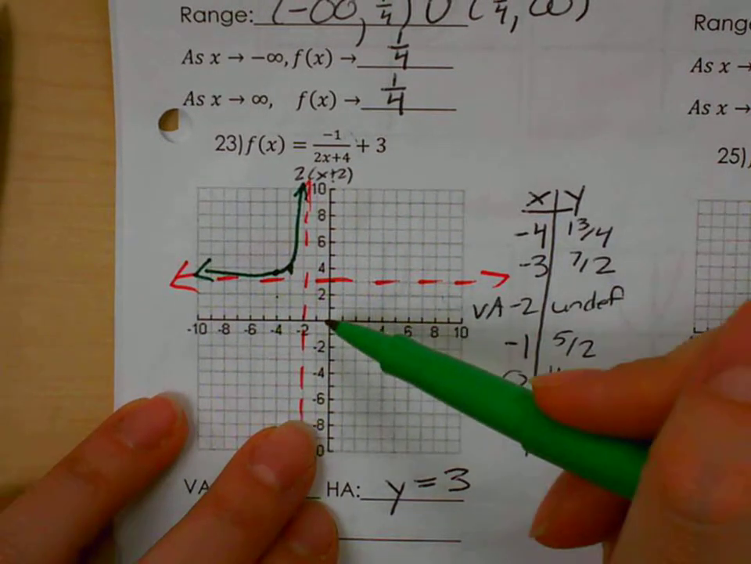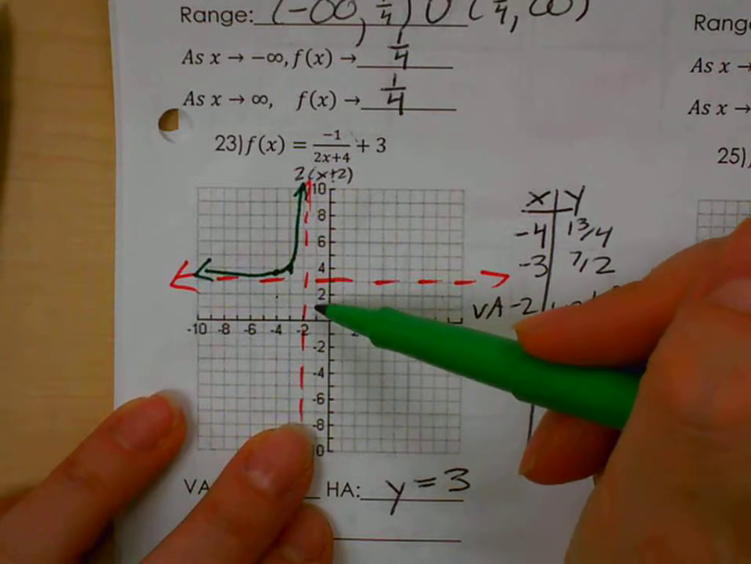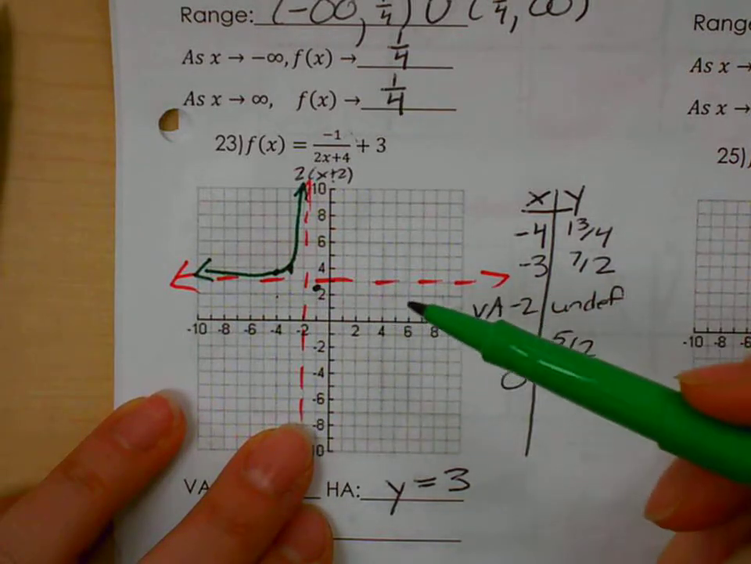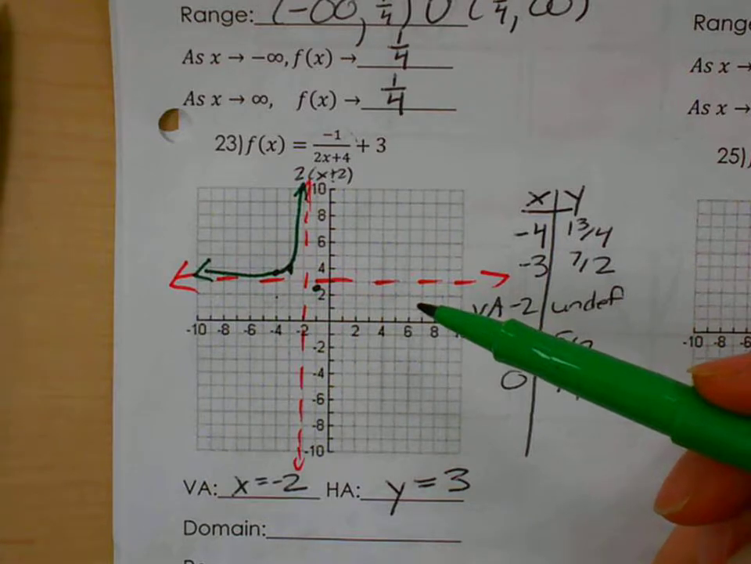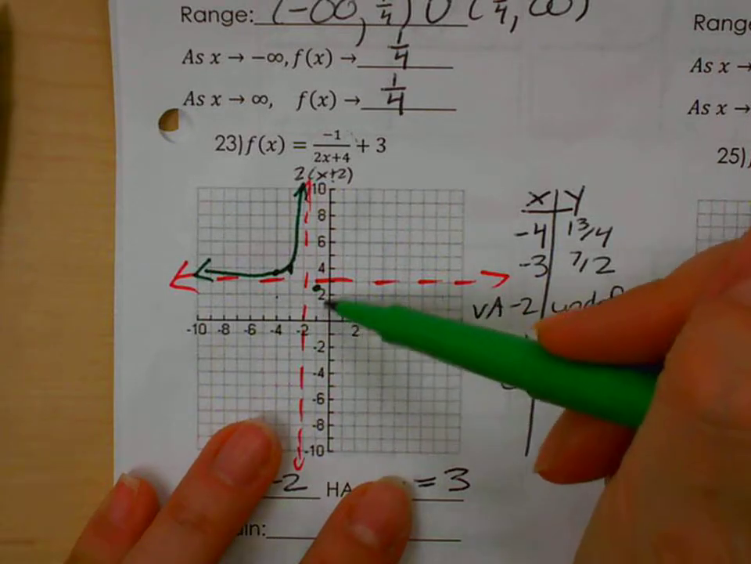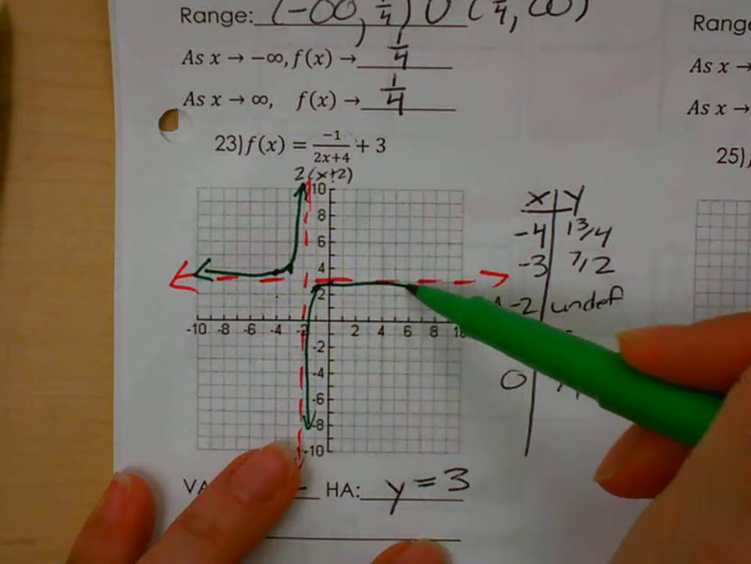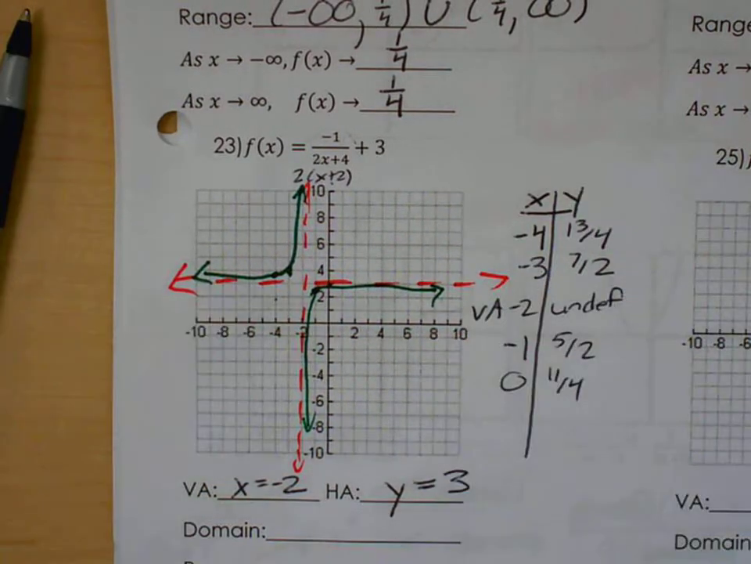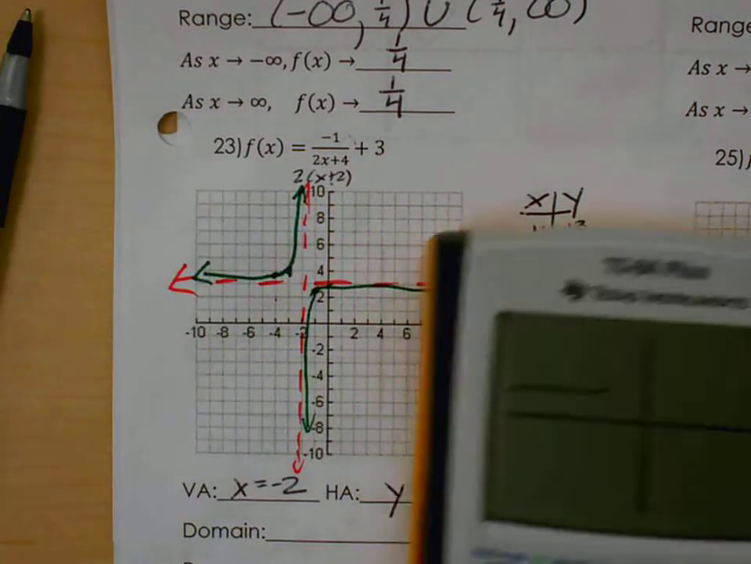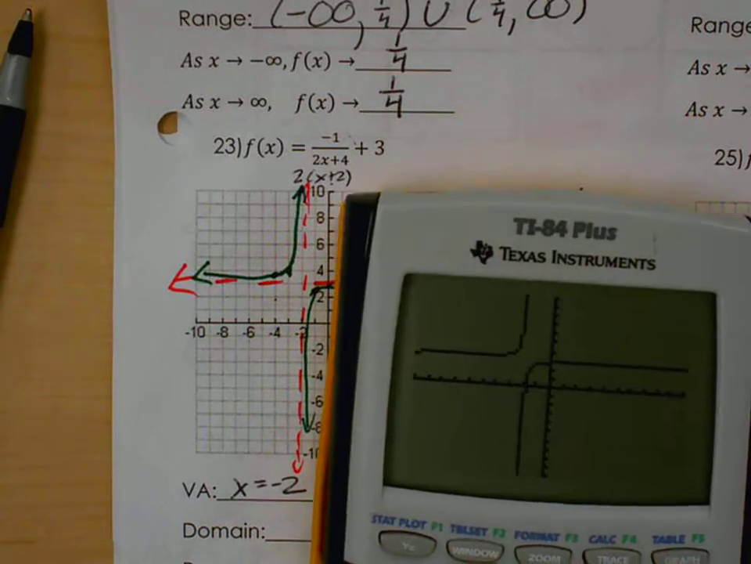And then negative 1, 5/2. So 5/2 is 2.5. So 1, 2.5. And 0 and 11/4. So 11/4 is close to 3, but not quite. So we're here. Okay, so there's my graph. And again, we check it on our calculator and make sure it looks like the same graph on our calculator.